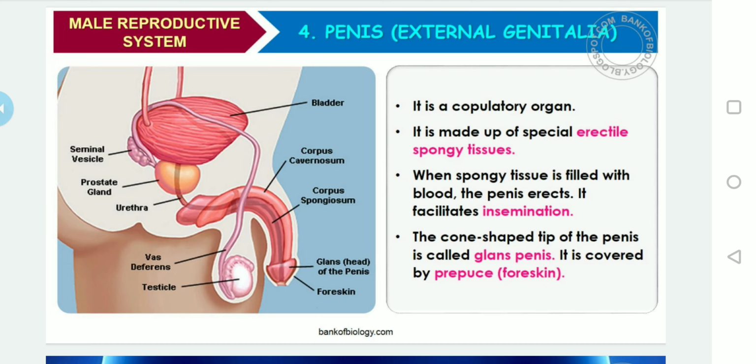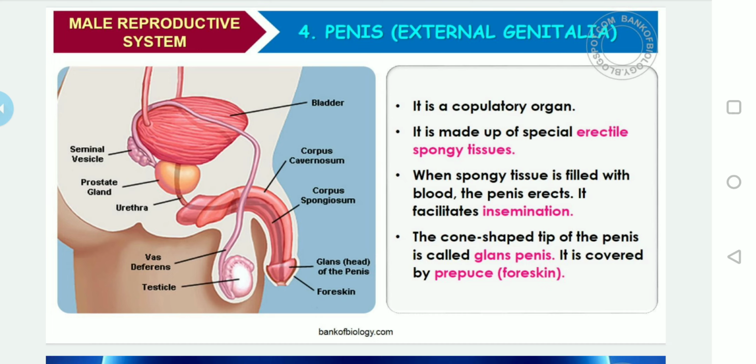And you must have heard about circumcision. Have you heard of this term? Circumcision. What is the meaning of this? The surgical removal of the foreskin of the penis, surgery that removes the foreskin covering the glans penis, is known as circumcision. Circumcision may be performed for religious, cultural or health reasons.